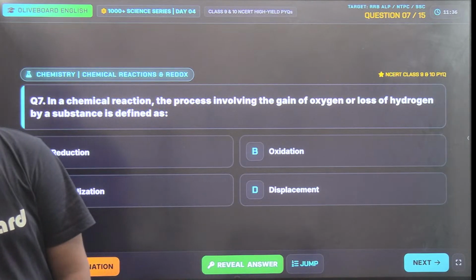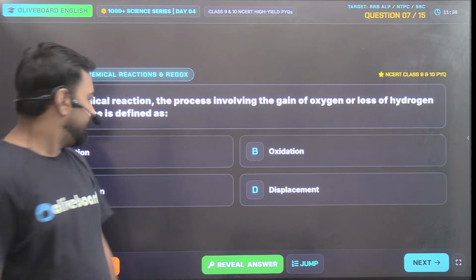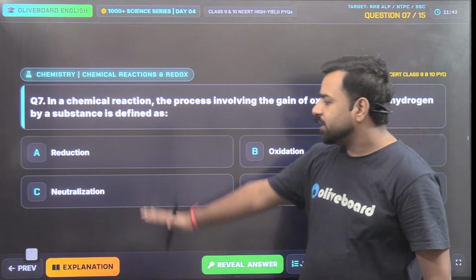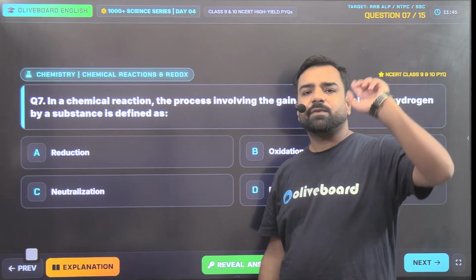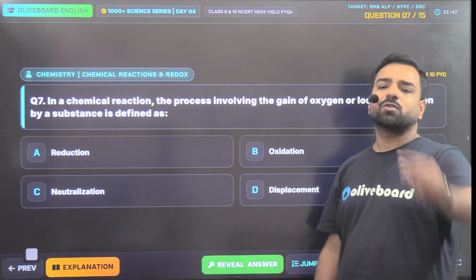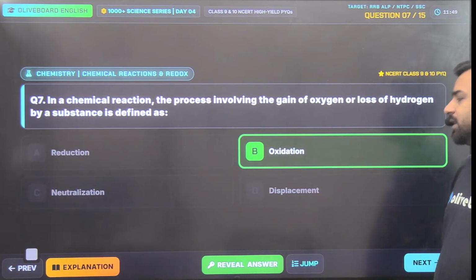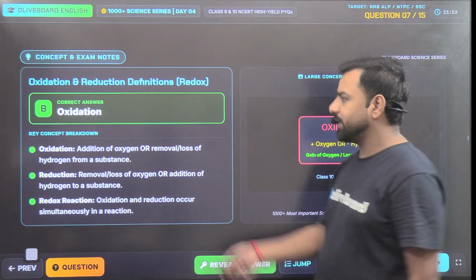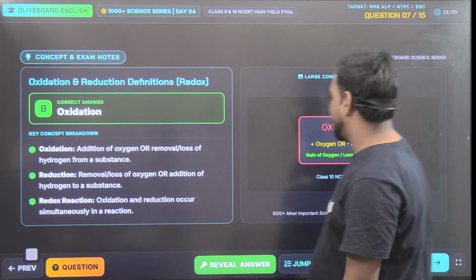And oh, Ankita, you are going with C. That is neutralization. So sorry. In this case, neutralization is the reaction in which when acid reacts with the base, it forms salt and water. So that's not neutralization. It will be oxidation. So as discussed, addition of oxygen or removal of hydrogen.